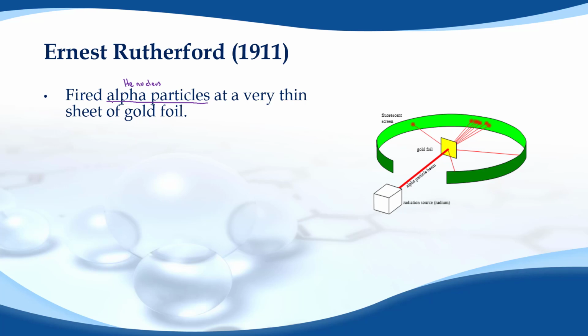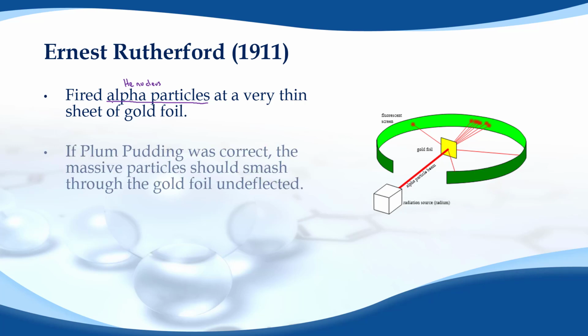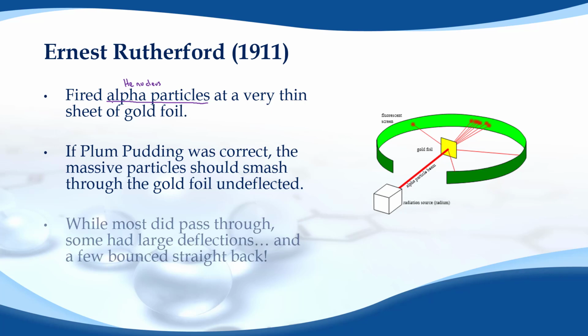Now, if Thomson's model were correct, what should happen is that the alpha particles being fired at high speed should rip right through the gold, right through that positively charged stuff, and come out the atom on the other side without any deflection. He ran the experiment, and as we can see in the diagram here, most of the particles did go through with very minimal to no deflection. But a couple of particles bounced off at fairly large angles, and a few particles actually bounced straight back.